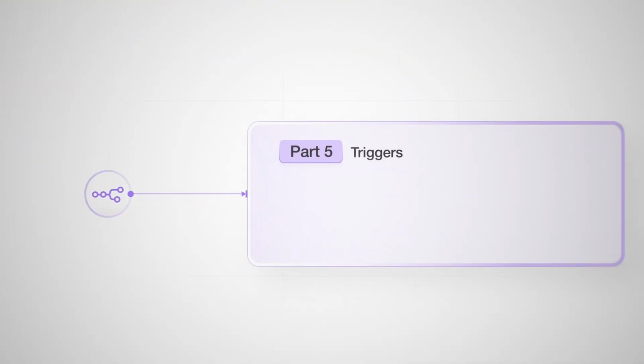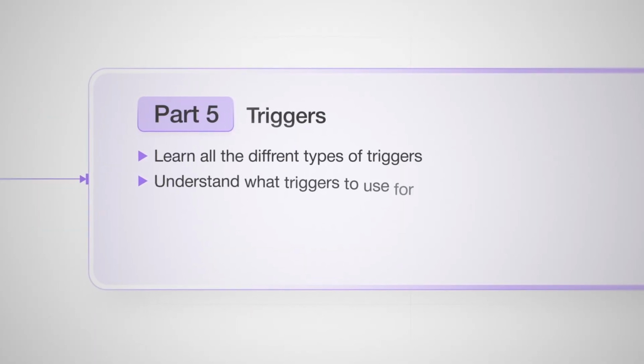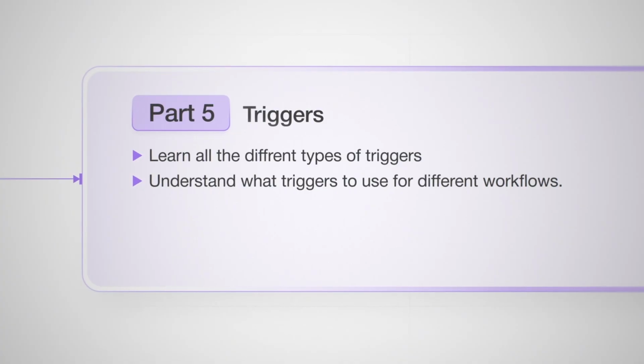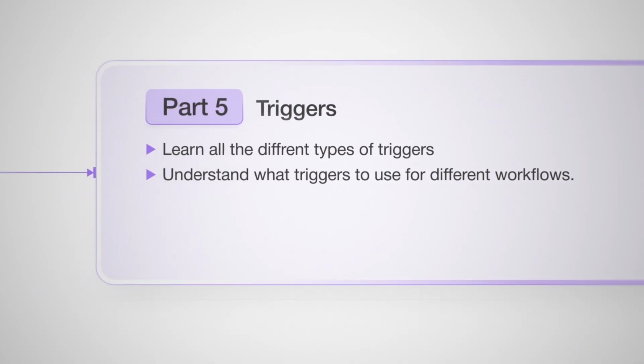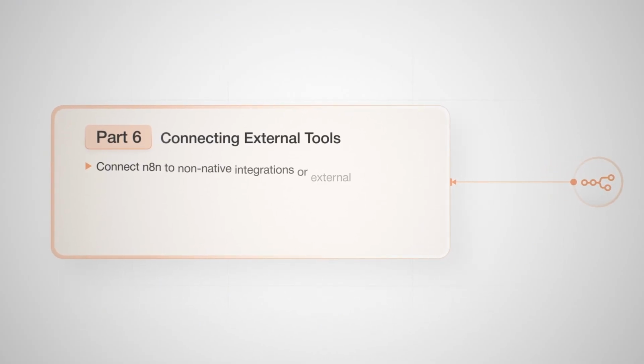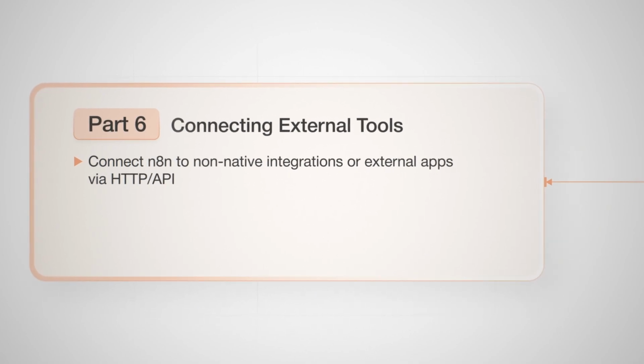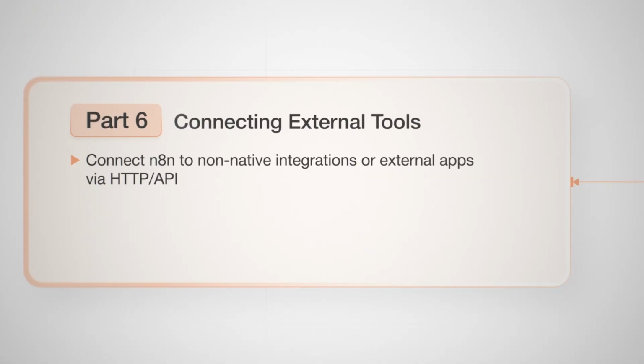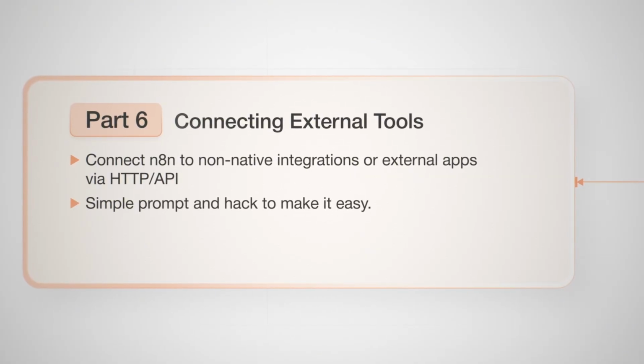In part 5, we'll be walking through all the different types of triggers, because all of these fancy AI automations will only work if you find the right trigger. So part 5 of this video will be totally focused on just understanding what trigger to choose for the workflows that you will be building out in the future. Okay, moving on, in part 6 of the course, we'll be talking about how to connect n8n to any non-native integrations, tools, or external apps using HTTP API requests. And don't worry, you won't need to be nerdy or technical, and all it will require is for you to remember one simple prompt and one simple hack that I teach you.